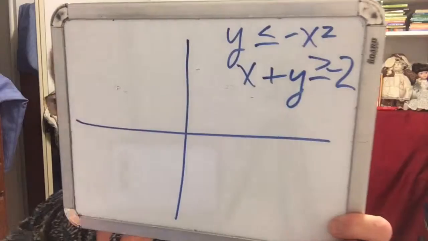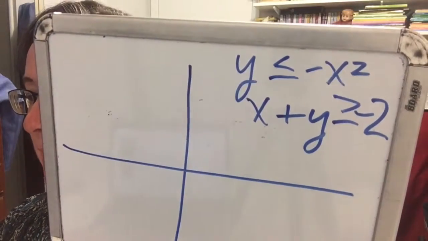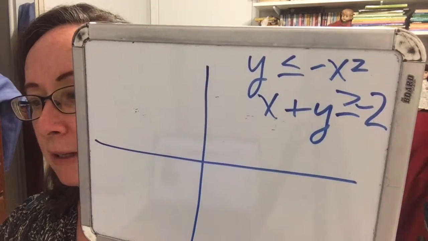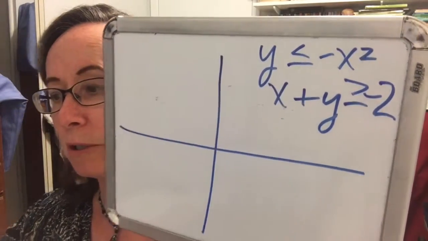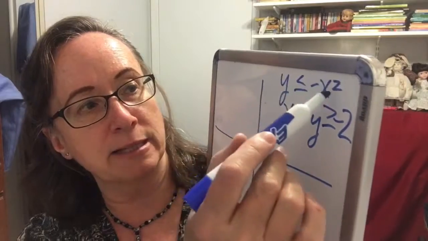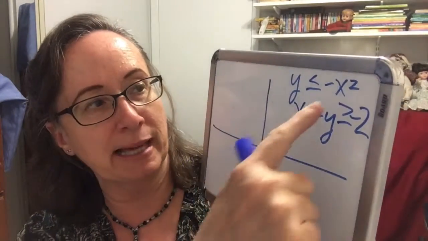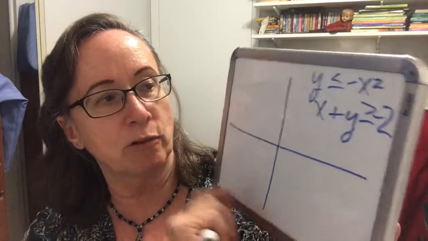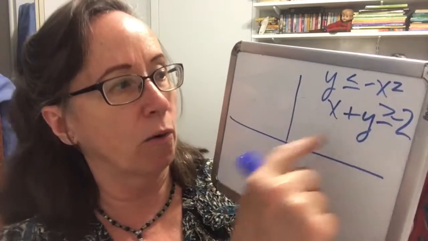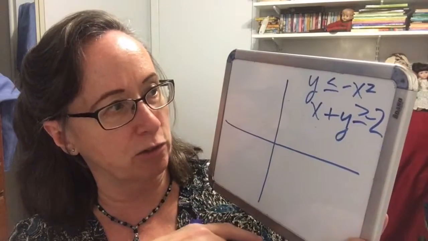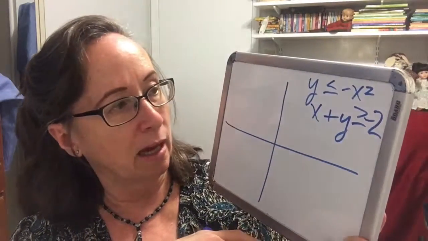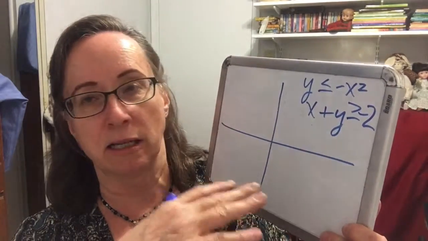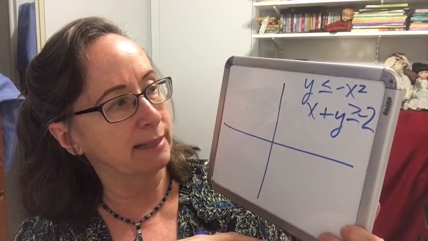Okay, so the reason we're going to do this one is this is now not linear anymore. Everything that we're doing is not linear. This one on the top is an upside down parabola, and then this one is a line. So we're going to graph the intersection of the 2 shadings, and that will be what we're looking at. So this is the first one that we've done that was not linear in this section.